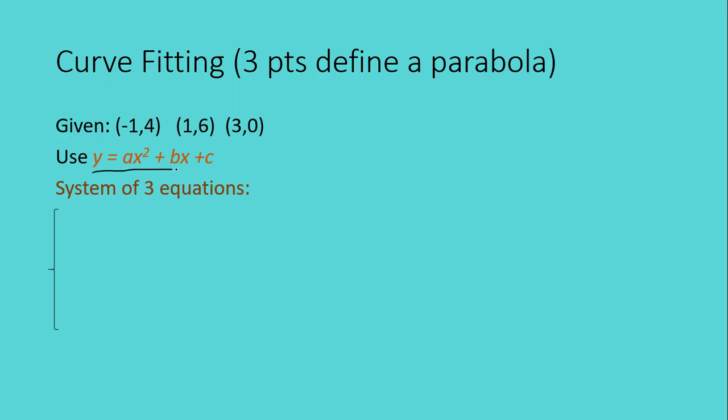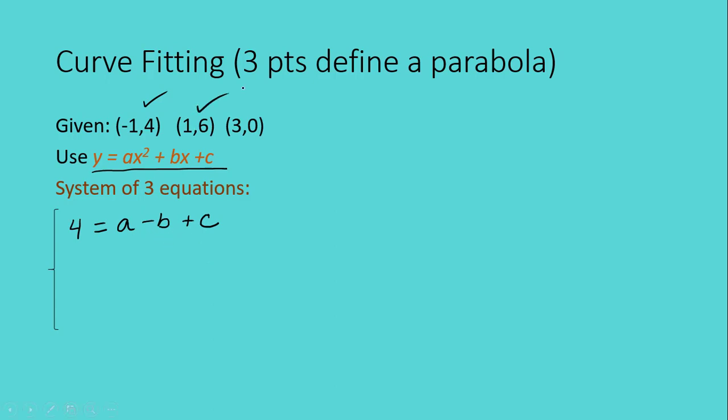Take the quadratic form of a parabola equation and plug in each of these points one at a time. Here's what I mean. If I focus on the first point, then x is -1 and y is 4. So I substitute those into the equation and I get 4 is equal to a times -1 squared plus b times -1 plus c. That's my first equation with 3 unknowns, so as you can see the unknowns are a, b, and c.